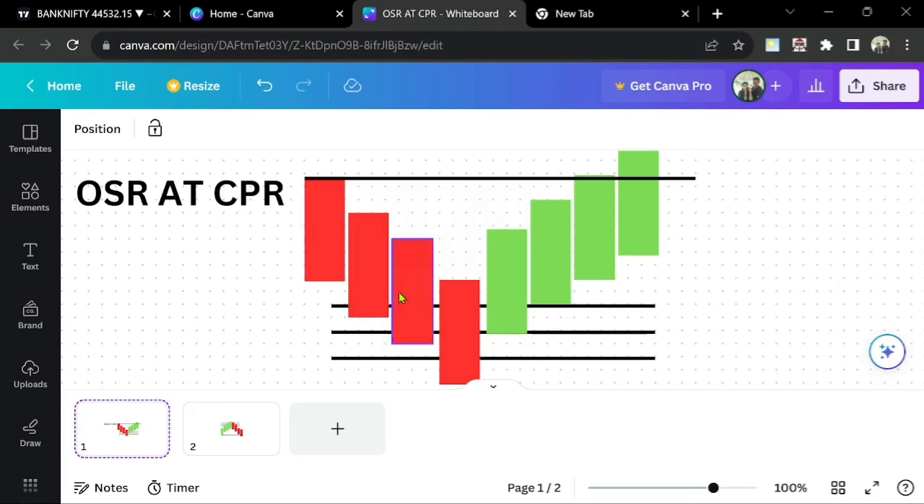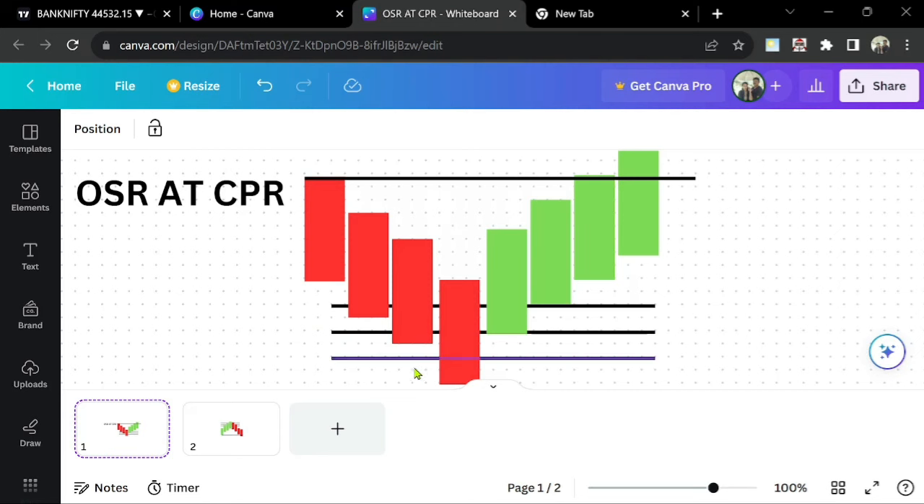Immediately when this candle closes below the CPR, the traders come and short the market. They short the market and keep the stop loss in this particular area. What is the stop loss? Stop loss is buy orders. You are selling the market and you are keeping the buy orders in this particular area, and this area is called the liquidity area, where there are a lot of stop buy orders.